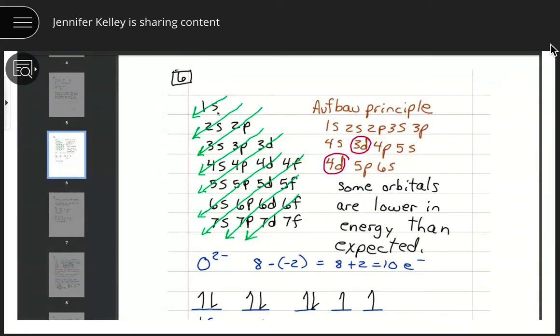So to figure out what order they're in, you just follow the arrows from the top, and you just keep moving down the chart. If you look over to the right in brown where it says Aufbau principle, it says 1s, 2s, 2p, 3s, 3p. And if you look over to the left, you'll see that follows the arrows. The arrows go 1s, 2s, 2p, 3s, and so forth.